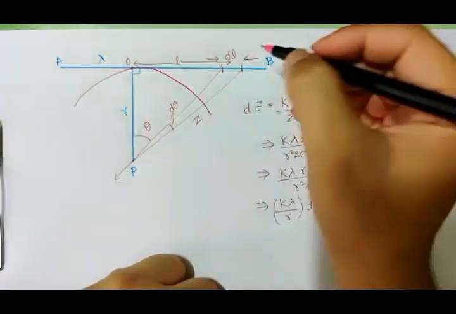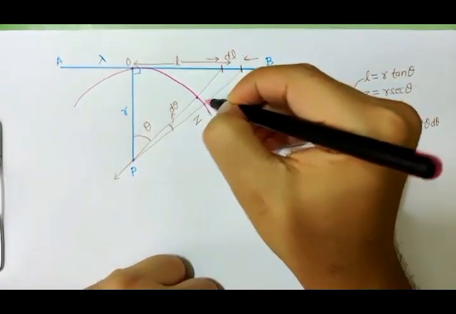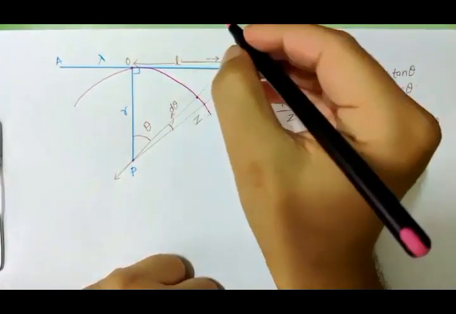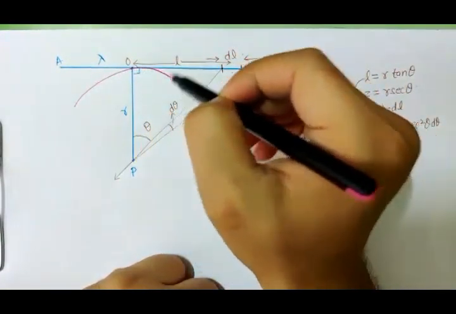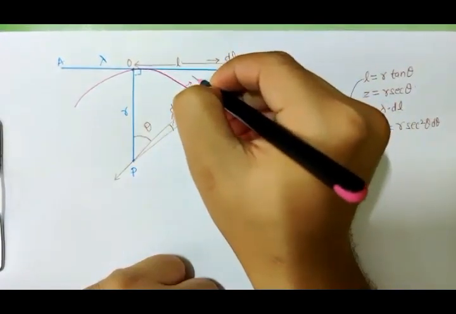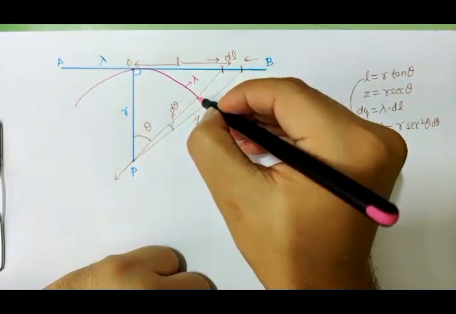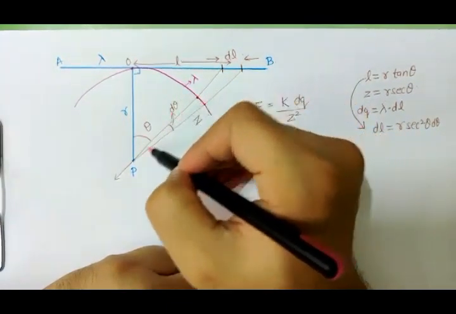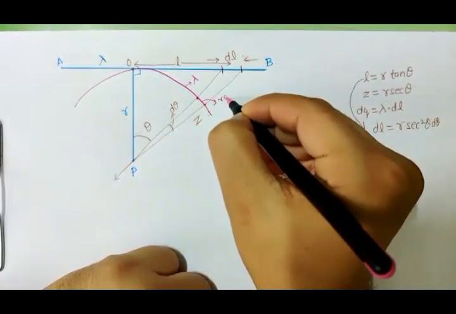And we will try to find the electric field due to this particular section. We will take that the charge per unit length on both the wires are equal. So this also has lambda charge per unit length. The length of this section will depend upon the angle it subtends and the radius of the arc. So the length will be r d theta.